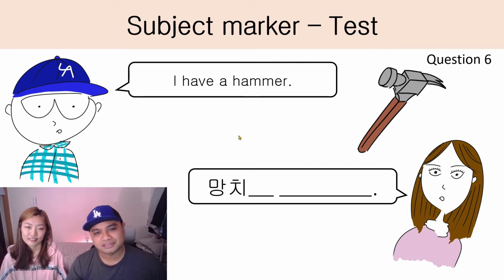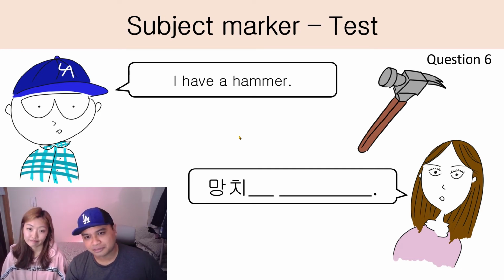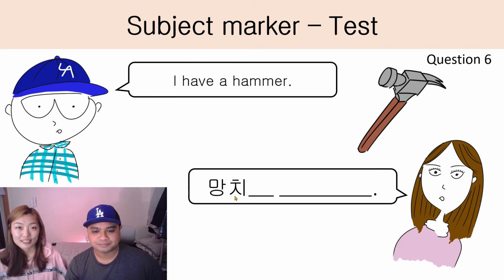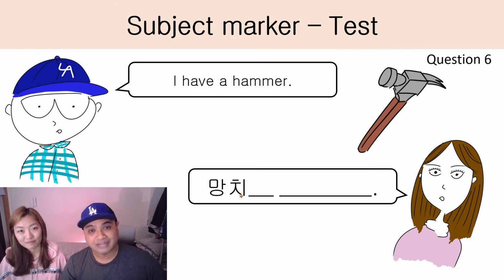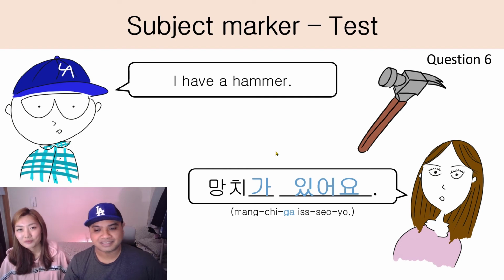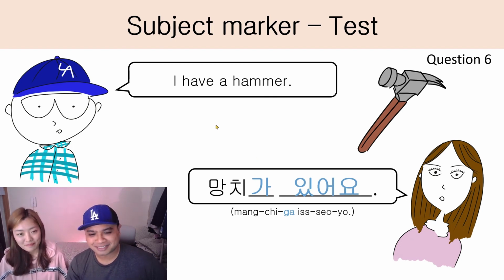And our last question says, I have a hammer. Hammer in Korean is 망치, and this finishes with a vowel. Because it ends with a vowel, you will need to use 가, ga. So, to say I have a hammer in Korean, you will need to say, 망치가 있어요. Yes. Man, I always mess that up.